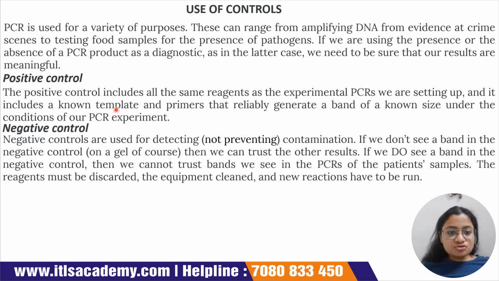So the positive control includes all the same reagents as the experimental PCRs that we are setting up, and it also includes a known template and primers that reliably generate a band of a known size under the conditions of our experiment. And negative controls are used to detect or prevent any type of contamination. So if we do not see a band in the negative control, that means हमारा result सही है, contamination नहीं है. But if we see a band in the negative control, then we cannot trust the PCR result of the patient sample, क्योंकि ये हो सकता है कि हमारा जो reagents है वो contaminated है.